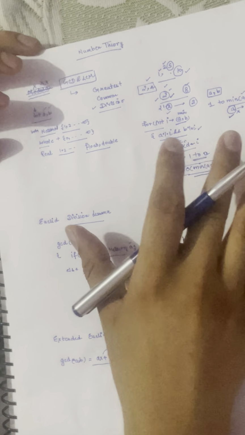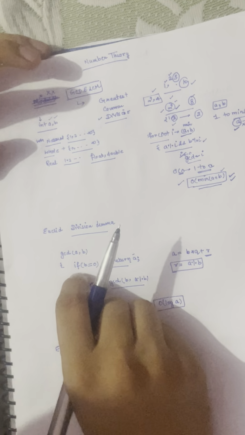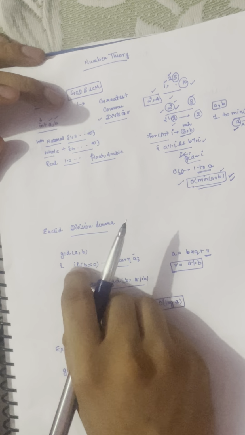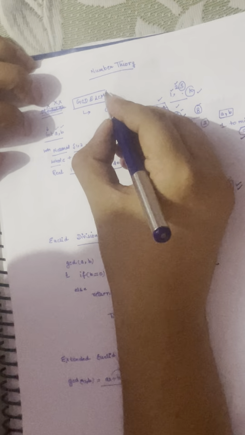Now we will be discussing more efficient approaches of finding GCD. But before going to those efficient approaches, I want to briefly touch upon LCM, which is least common multiple.